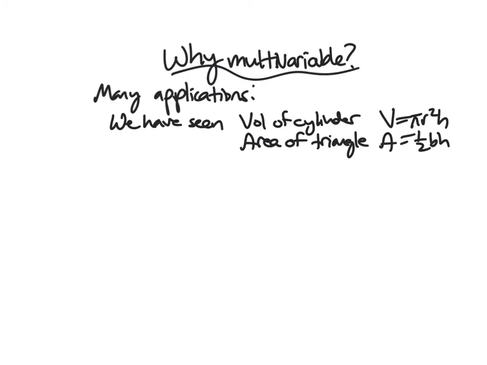So we've already seen just in our class, right, like volume of a cylinder, area of a triangle. These are things that rely on two different inputs to determine their output. We have often fixed one of these variables so that we could perform single variable calculus, but it's often useful to obviously let both of these variables change.